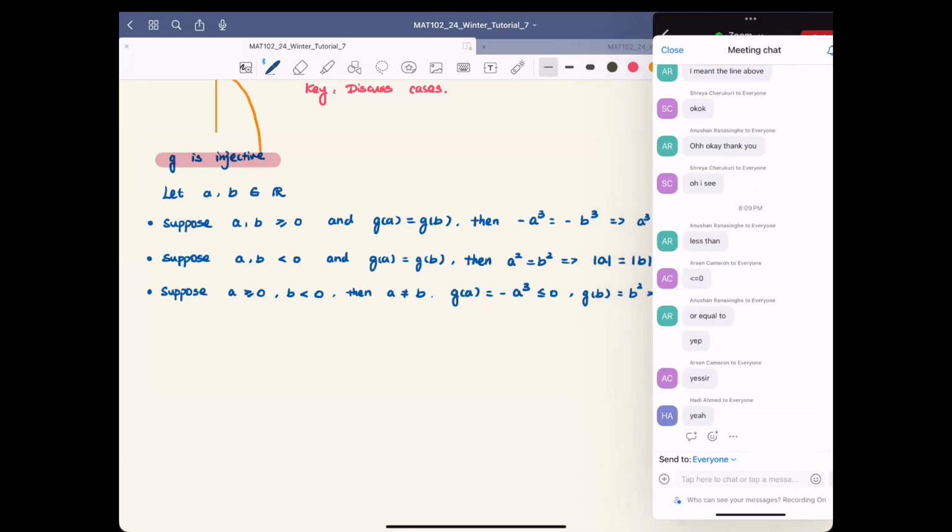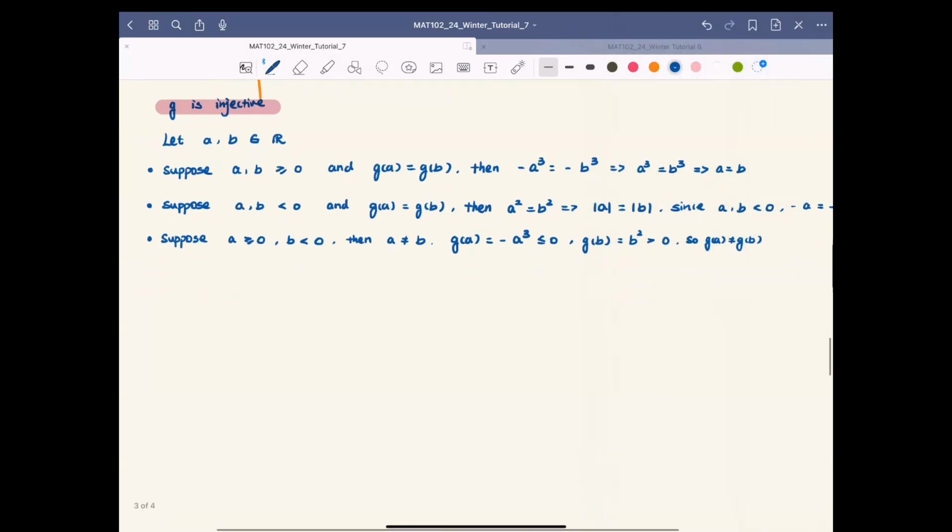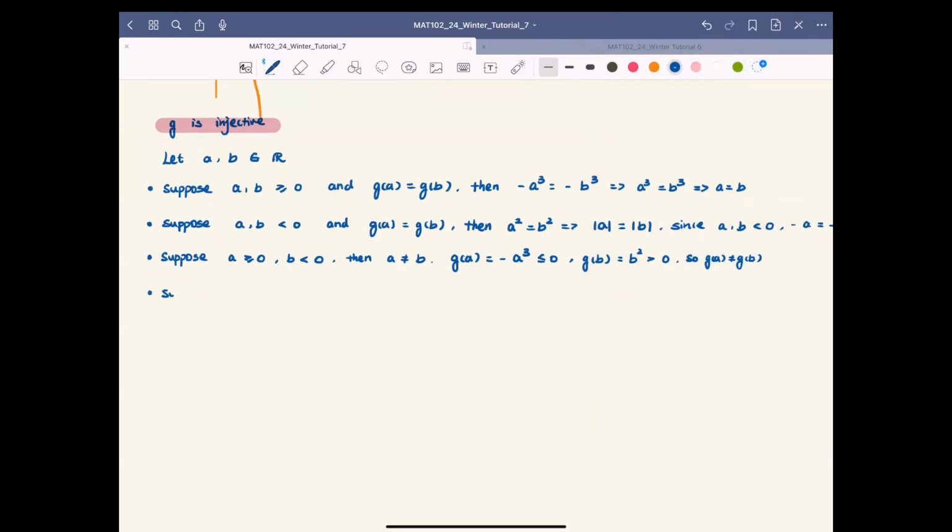Okay. So lastly, which is very similar to this case. Let's suppose A is less than 0 and B is greater than or equal to 0. Then again, A does not equal B, right? And my g of A is going to be A squared, which is greater than 0. And then g of B is going to be negative B cubed, which is less than or equal to 0. And again, you would have g of A does not equal g of B.